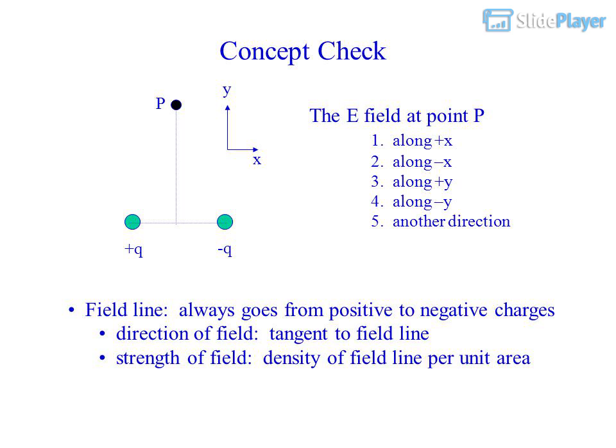The E field at point P: 1. Along plus X. 2. Along minus X. 3. Along plus Y. 4. Along minus Y. 5. Another direction. Field lines always go from positive to negative charges. Direction of field: tangent to the field line. Strength of field: density of field lines per unit area.